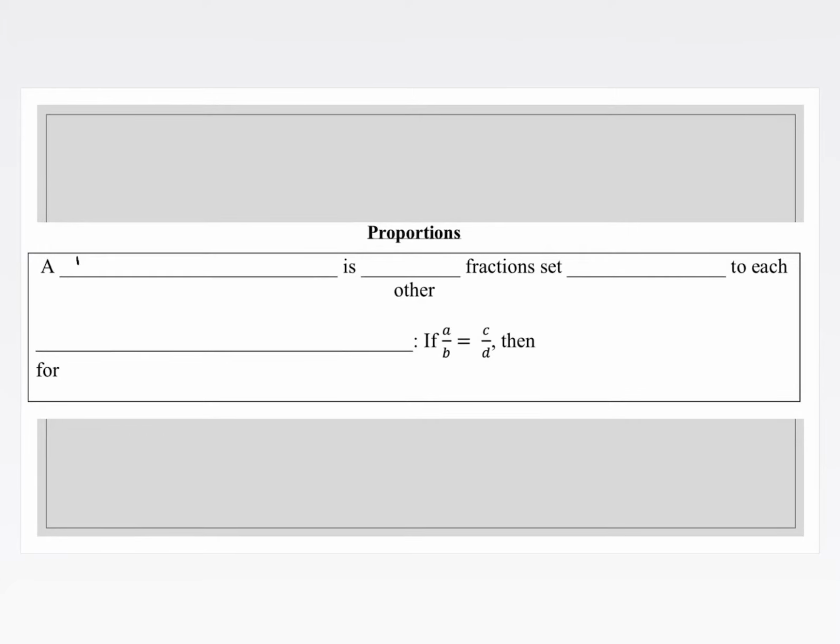A proportion is two fractions set equal to each other. And this is really important because oftentimes a common mistake that I see students make is they apply the cross-product property, which we'll get to in a minute, when there isn't an equal sign. So maybe when there's a multiplication sign in between two fractions. But here we need to really focus on a proportion being when the two fractions are set equal. So we see that equal sign in between them.